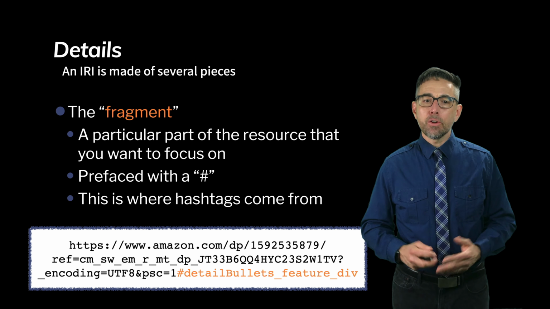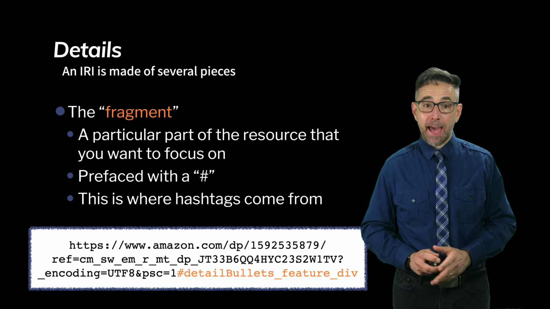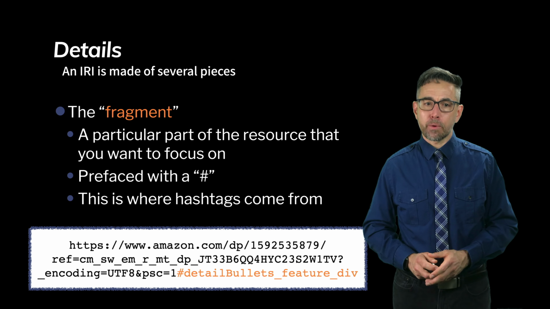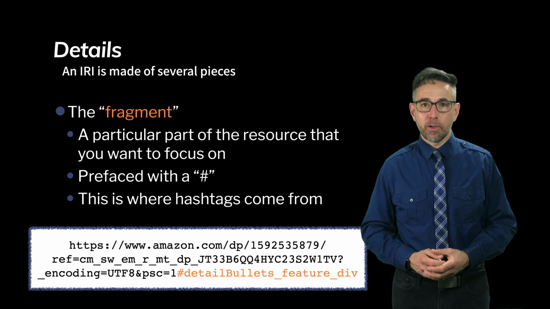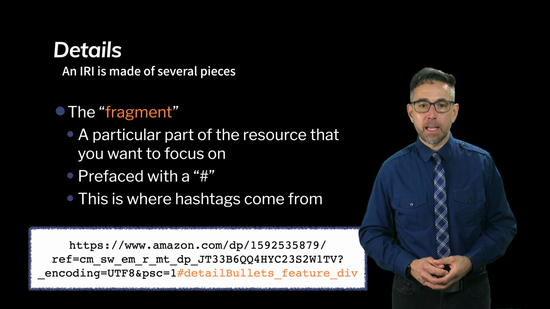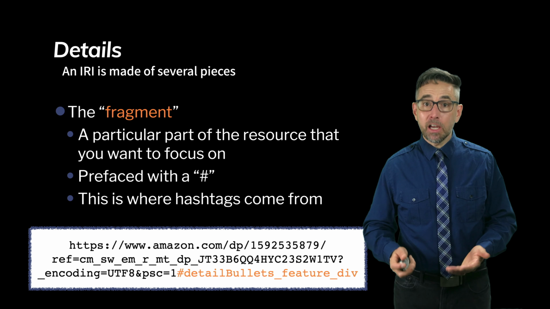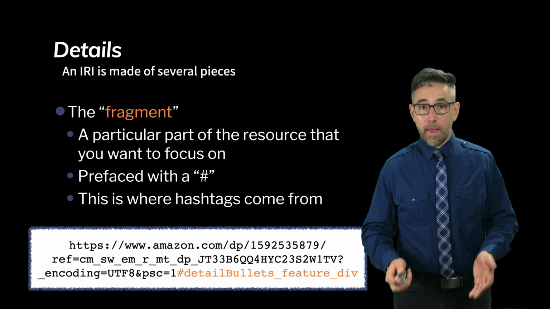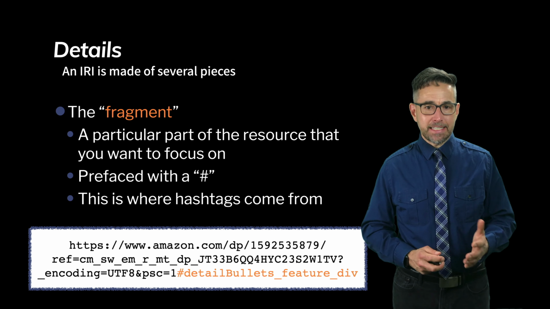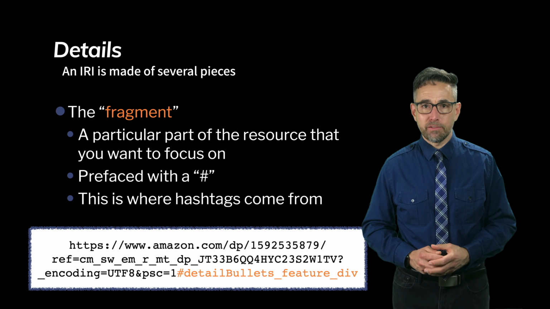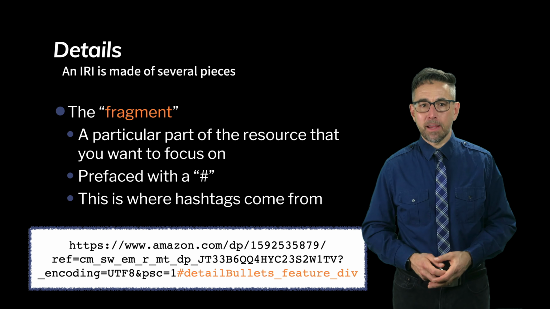Finally, the last bit that I'd like to specify is the part at the very, very end, following the query. You can add a fragment to an IRI, and a fragment is prepended with a hashtag, and it's a particular part of a resource that you want to focus on. This is where hashtags come from, if you're familiar with hashtags in Twitter or other social media. It comes from specifying which part of a web page you would like the browser to focus on when the resource is loaded up. So in this case, the fragment that we're accessing is called detailed bullets _feature _div. This is a particular part of the resource that's going to be delivered to me that's going to get focused on.